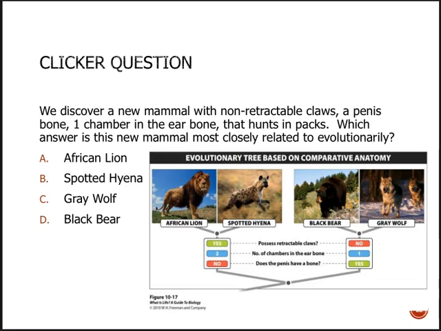So we discover a new mammal that has no retractable claws. It has a penis bone. It has 1 chamber in the ear bone, and it hunts in packs. Which answer is the most closely related? Is it the African lion, the spotted hyena, the gray wolf, or the black bear?